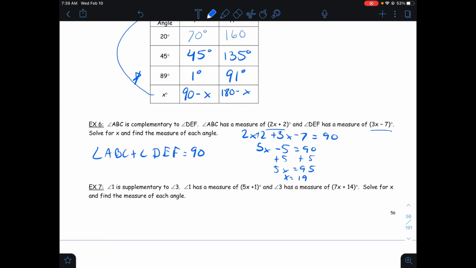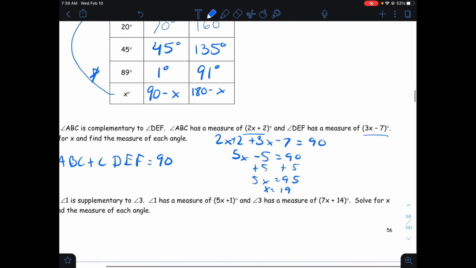So then to find the measure of ABC, I need to plug 19 in for x. So I'm going to do 2 times 19 plus 2. 2 times 19 plus 2 is going to give us 40. So we know angle ABC is going to be equal to 40 degrees. So now I want you to go ahead and find angle DEF. Keep in mind that x is 19.